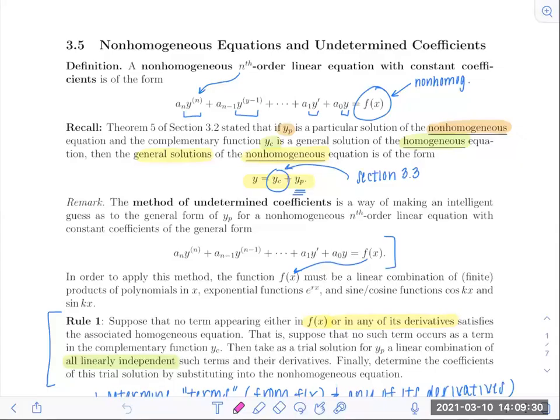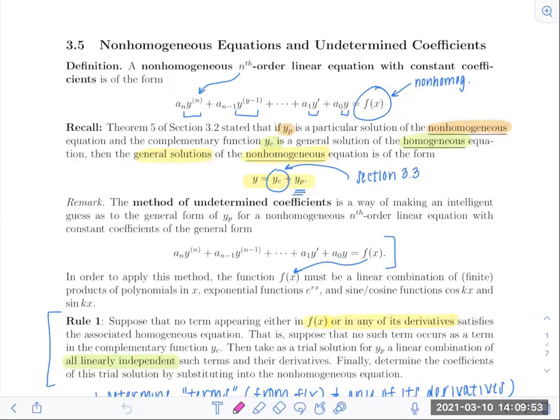This video is part 2 of a two-sequence set of videos covering section 3.5, non-homogeneous equations and undetermined coefficients. In a previous video, we covered the first 4 pages of notes. In this video, we're going to cover pages 5 through 7 of the notes to finish out the section.